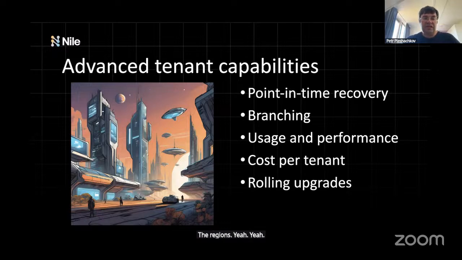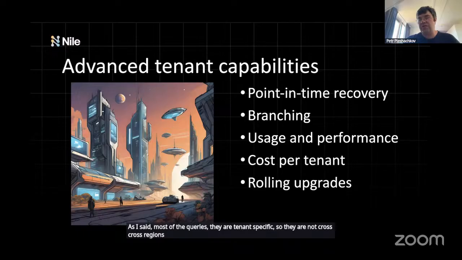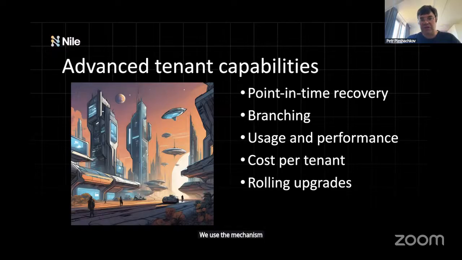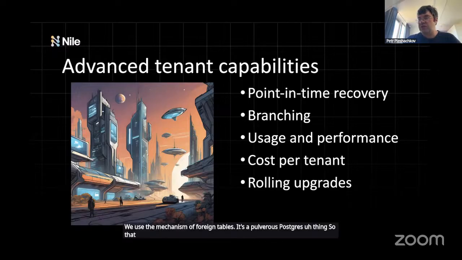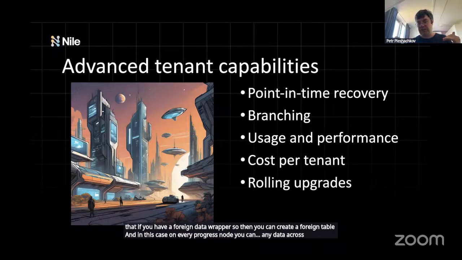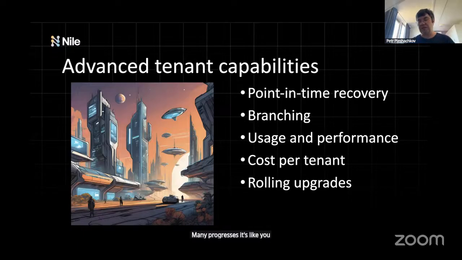So as I said, most of the queries are tenant specific, so they are not cross region. If they are cross region, yes, you will have to pay for the extra latency. We use the mechanism of foreign tables. It's a Postgres thing: if you have a foreign data wrapper, then you can create a foreign table, and in this case, on every Postgres node, you can query any data across many Postgreses. It's like you easily get a distributed query implementation. But if you do it across regions, of course, you pay for extra latency.